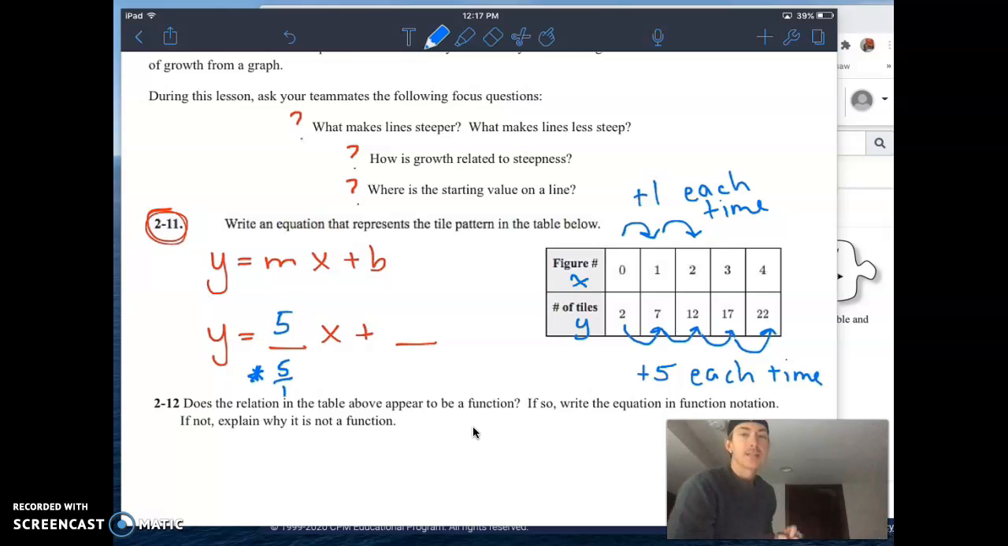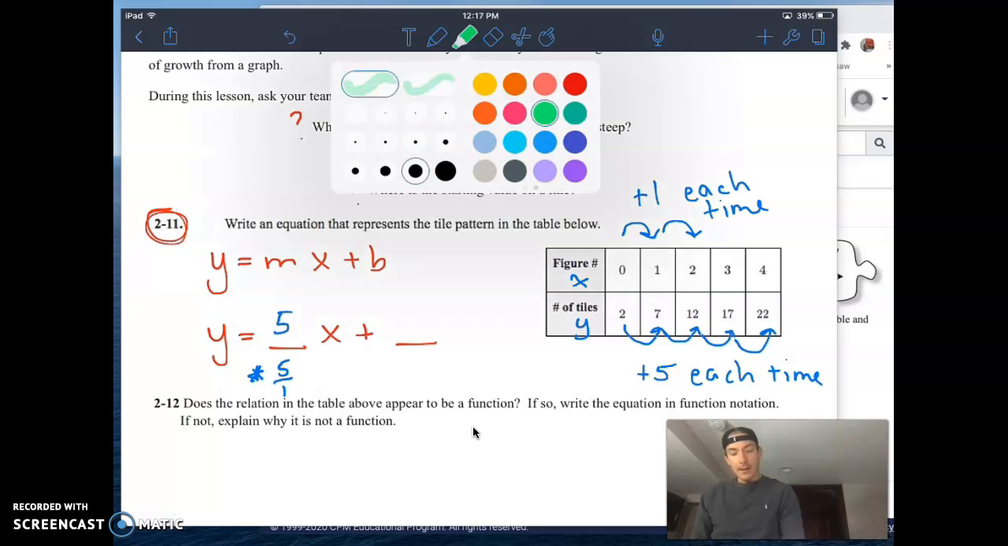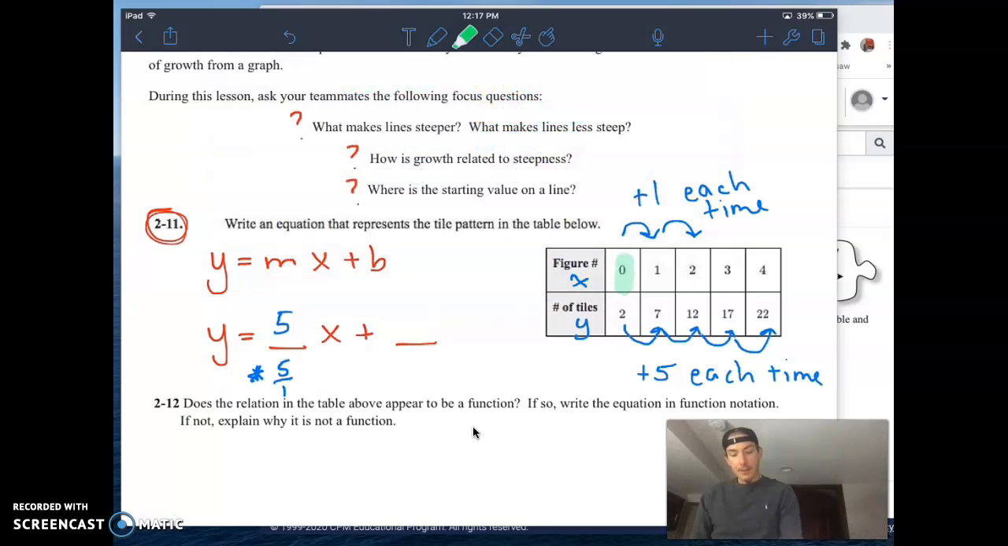But then the next thing I need is the starting value. This is back to that idea of figure 0. In figure 0, how many tiles did we start with? That's answerable by looking at the table. Everybody check this out with me. Figure 0, I'll make my highlighter a little thicker. Figure 0 is right here. And how many tiles do we have to get started? That answer is 2.